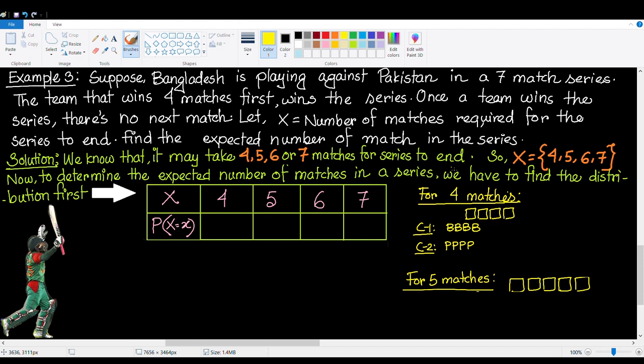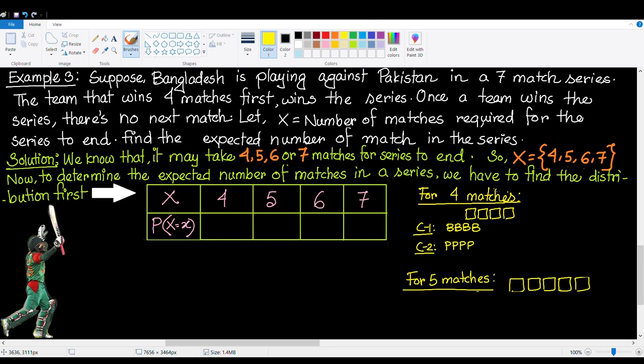So it can take 4, 5, 6, or 7 matches for the series to end. Therefore, X has 4, 5, 6, and 7 in it. Now, to determine the expected number of matches in the series, we have to find the distribution first. Now, see, this is the table, and we don't have the probabilities now.